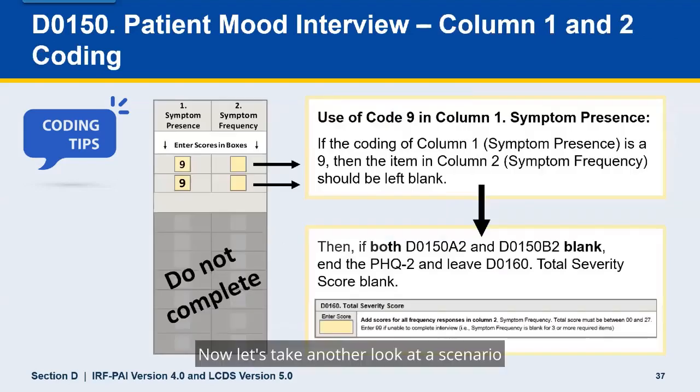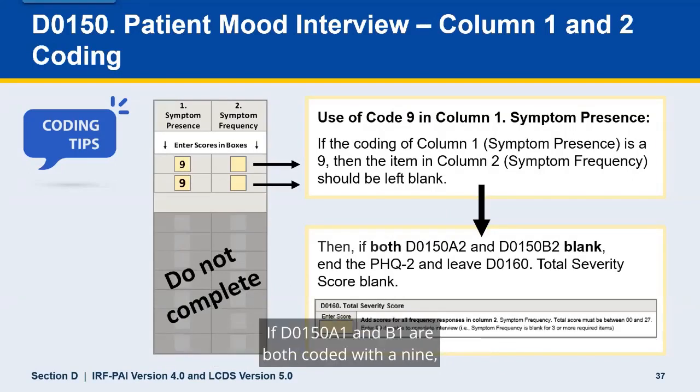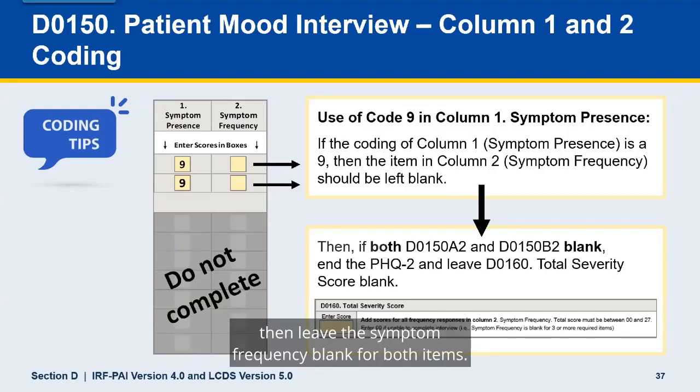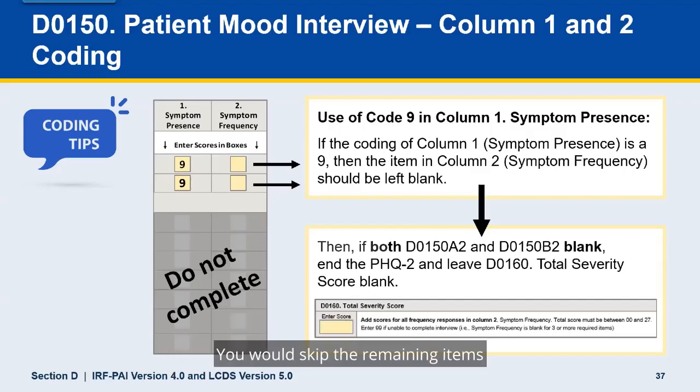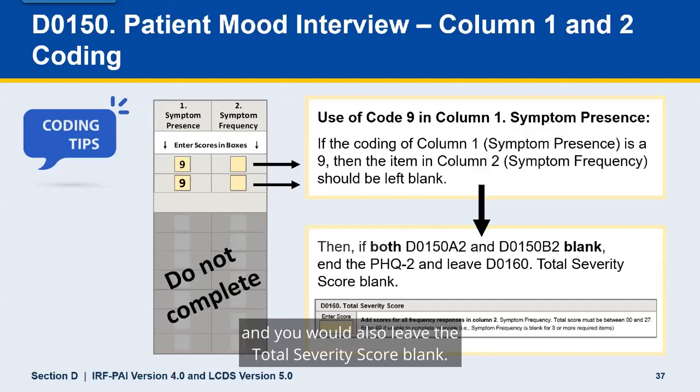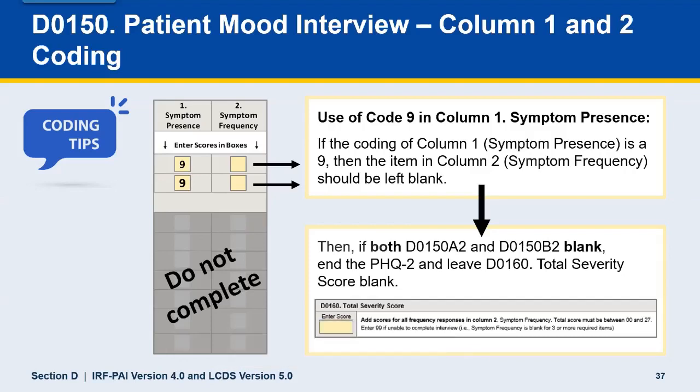Now let's take another look at a scenario for coding both D0150 and D0160, and hopefully this will help clarify your understanding of this concept. If D0150 A1 and B1 are both coded with a 9, then leave the symptom frequency blank for both items. You would skip the remaining items, and you would also leave the total severity score blank.